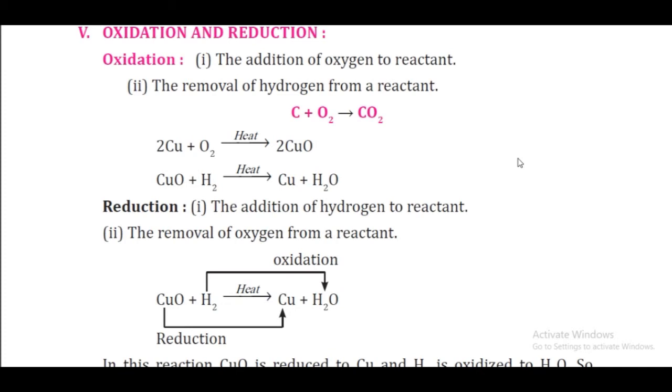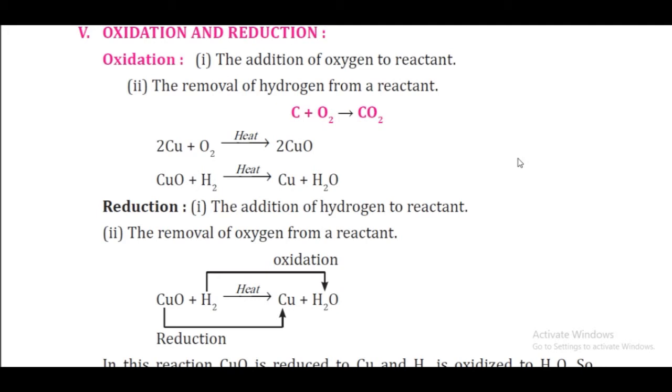Now copper oxide, when heated with hydrogen gas, again forms copper and water molecule. Clear? So copper oxide reacts with what? Hydrogen gas to form copper and water. In this reaction you can see copper oxide is removing oxygen from it to form copper. So this process is reduction, and the oxygen is getting added to hydrogen. So hydrogen has oxidized to form water molecule.